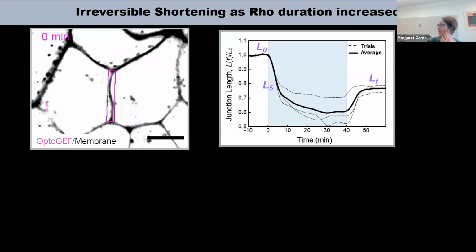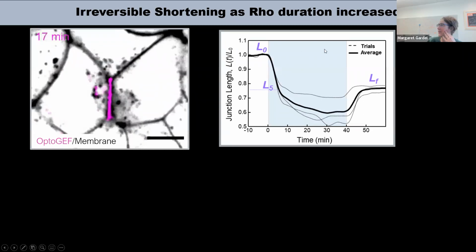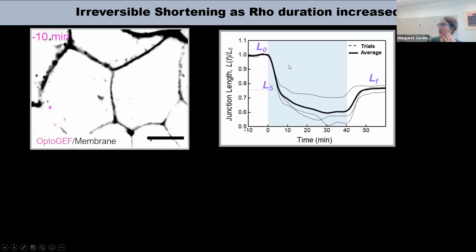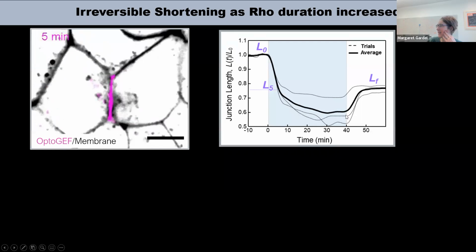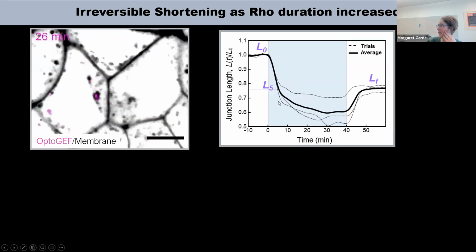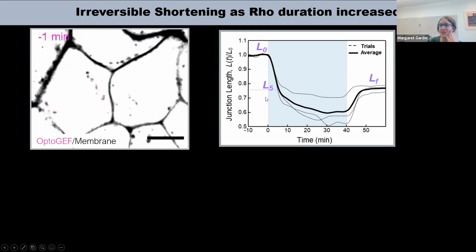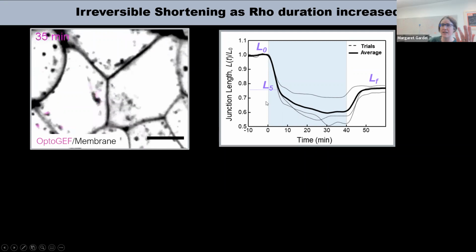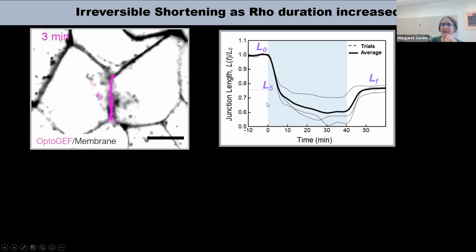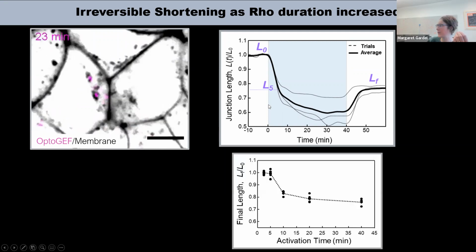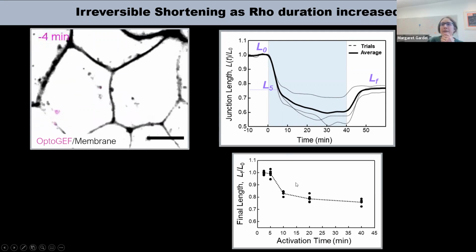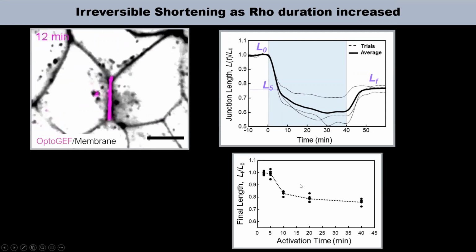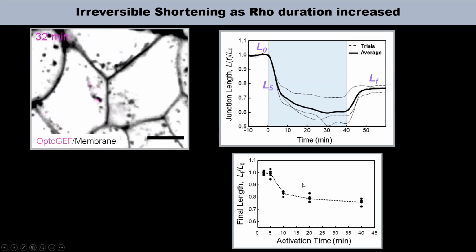If we just double the length of the pulse we give it, it becomes irreversible. We increase the length of the pulse, and now we see this irreversible shortening of the junction, meaning that the cell has done something in response to this signal that now makes this an irreversible shape change. Okay, so the working hypothesis, there's some sort of polymerization going on there?